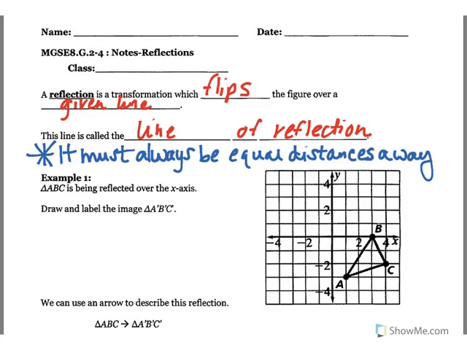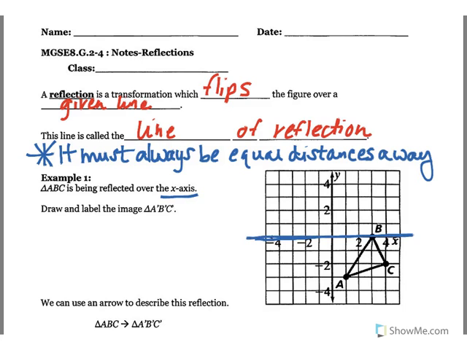Okay, so we're looking at example 1. It says triangle ABC is being reflected over the x-axis. So you always want to underline what it's being reflected over. And on your graph, you want to put a shaded, darker, thicker line over the line you're talking about reflecting it over. So I'm going to put a blue line.